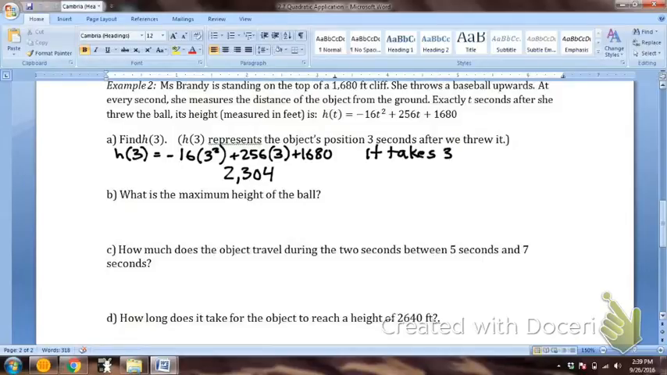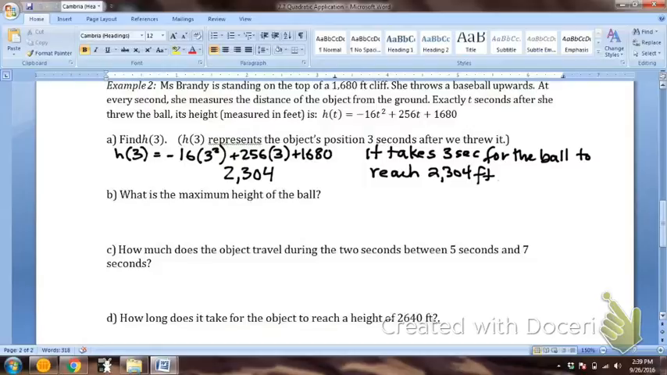It takes 3 seconds for the ball to reach 2,304 feet. Or you could say after 3 seconds, the ball is 2,304 feet in the air. Either one.